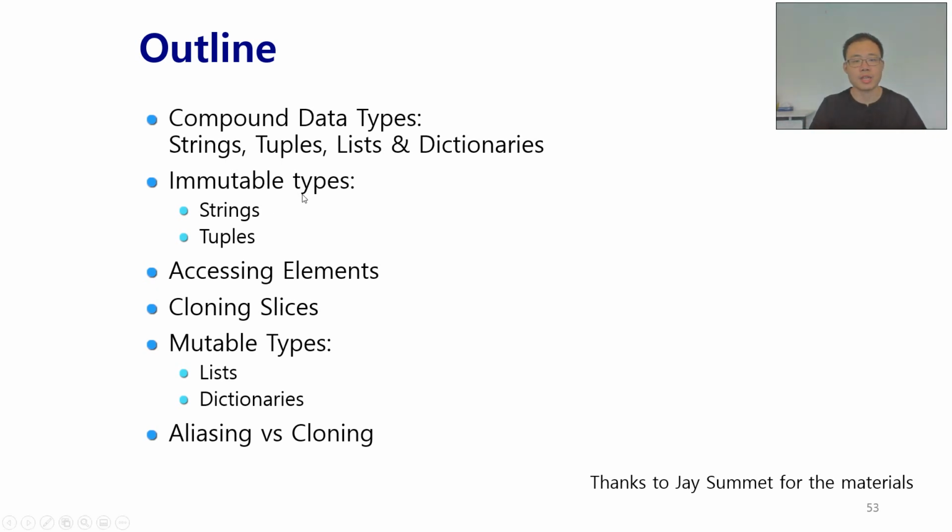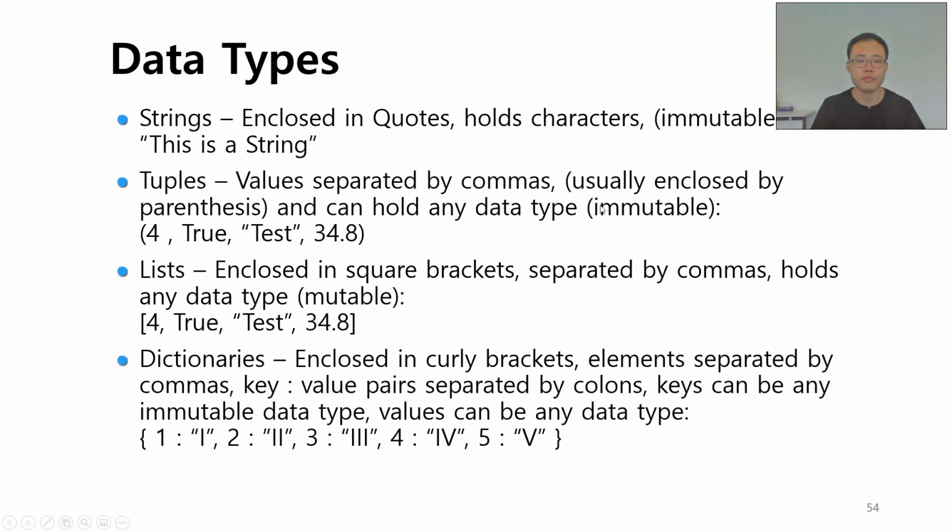Then we talk about the data types, the very basic data types, strings and tuples first. Then we talk about how to access their elements and maybe how to change them, but we cannot change the elements for strings and tuples because they are immutable. We will talk about cloning, slices and the 2 other mutable types, and aliasing, the difference between aliasing and cloning. First, we talk about the data types.